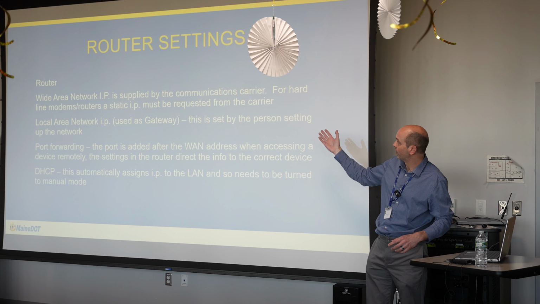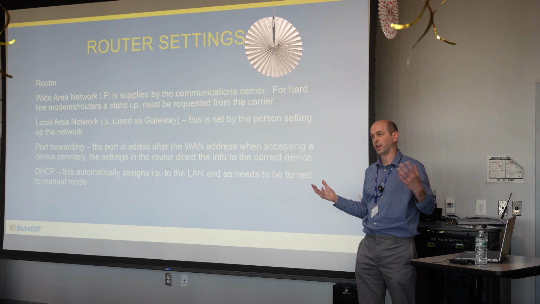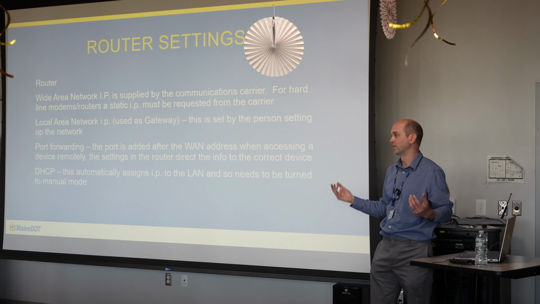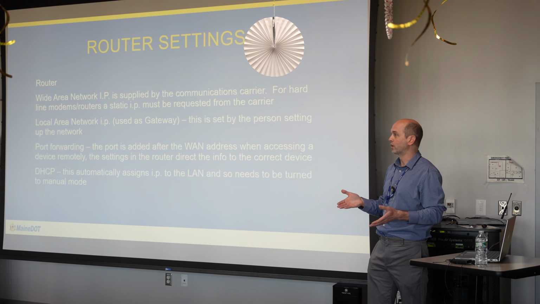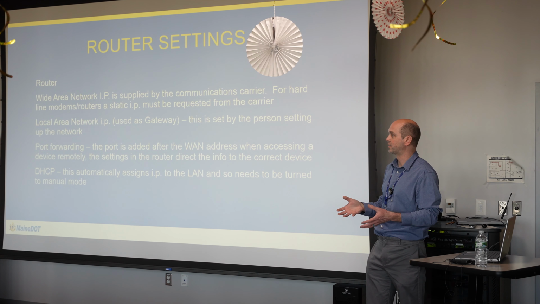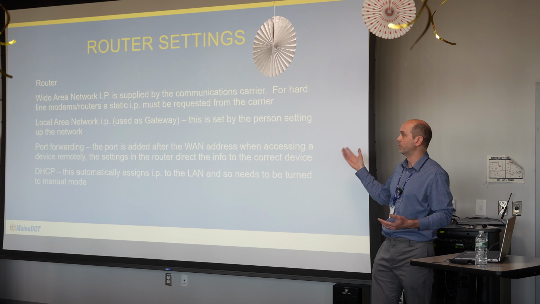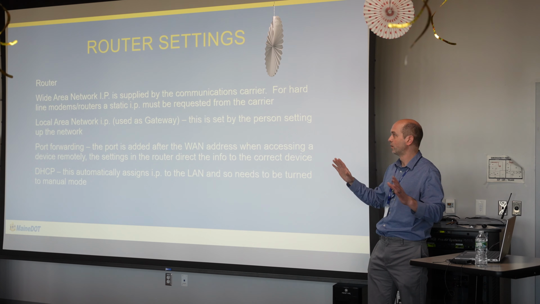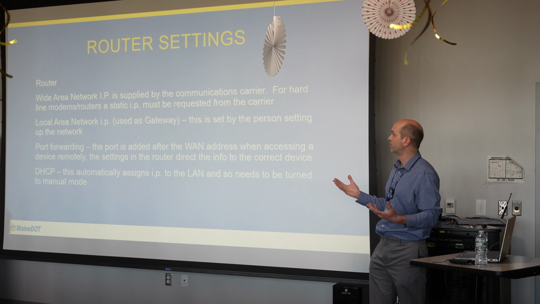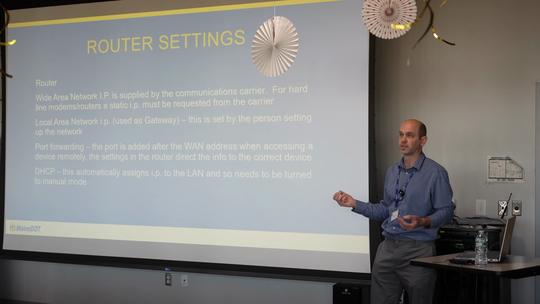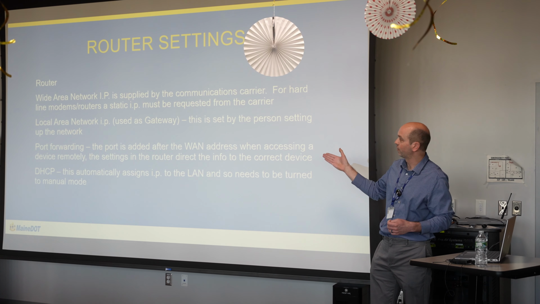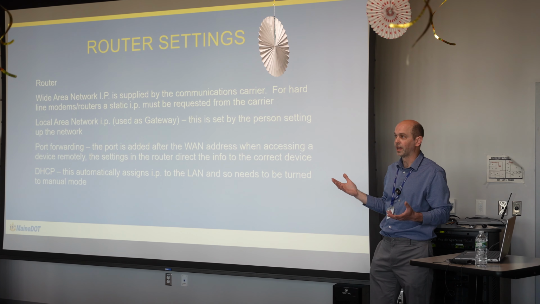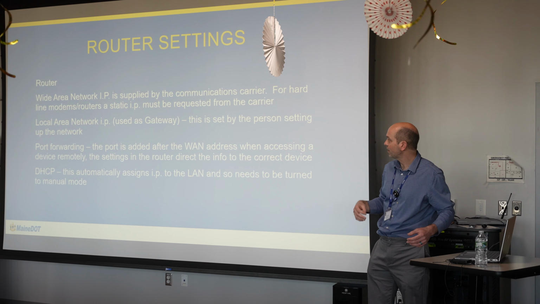The router settings, so the modem router, this is your connection between the internet and your local, well, the wide area network and your local area network. So it has 2 IP addresses. It has its wide area network address, which is its location on the internet. That is provided by whoever your communications carrier is, so Comcast or US Cellular or Spectrum, whoever you've got. When you call for a service, you need a static IP. It then has its local IP address, which is used as a gateway. Normally a gateway is .1 at the end, but you can set it however you like.